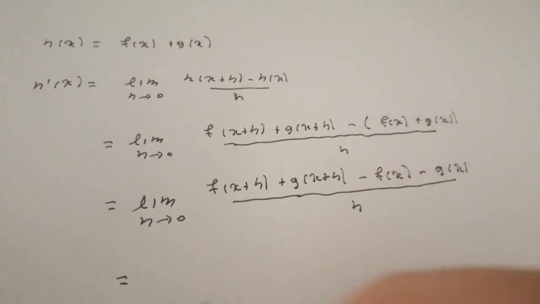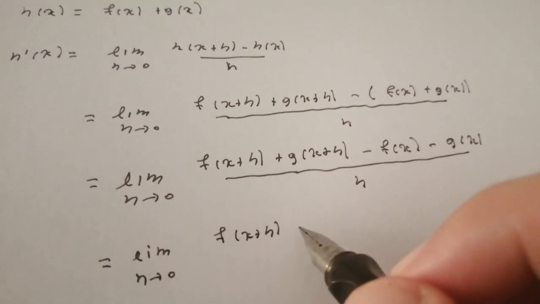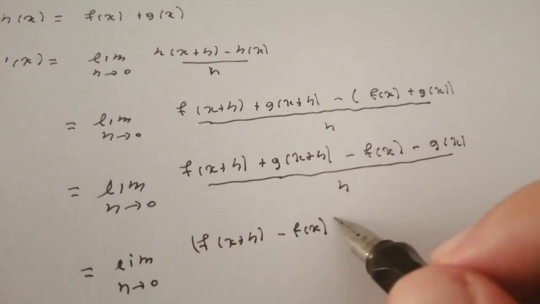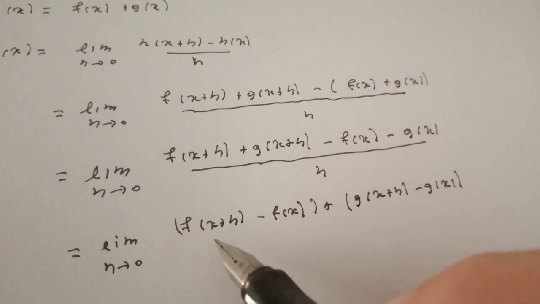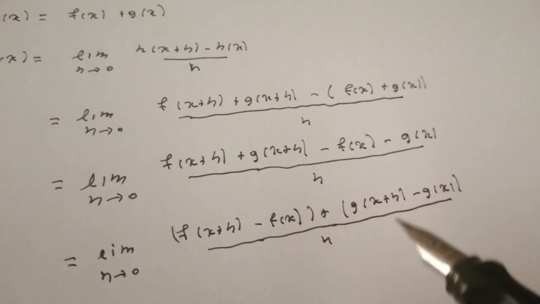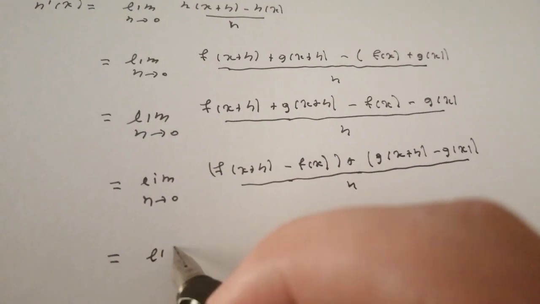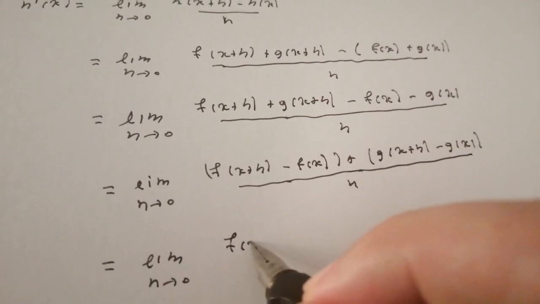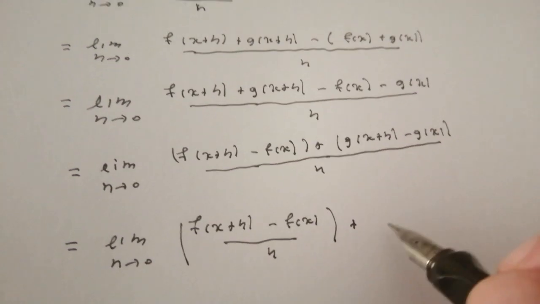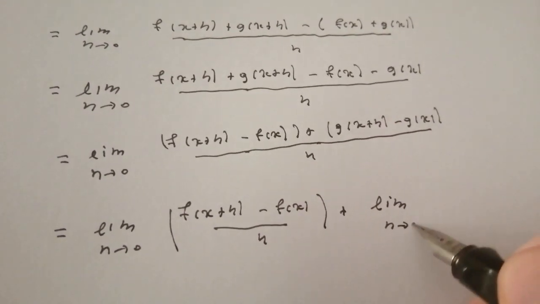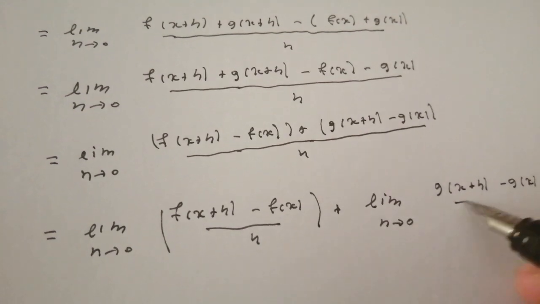We will arrange the terms a little bit. So this is the limit as h goes to 0 of f of x plus h minus f of x plus g of x plus h minus g of x, and this is divided by h. So we have this limit. This can be written as the limit of h going to 0 of f of x plus h minus f of x over h, plus the limit of h approaching 0 of g of x plus h minus g of x over h.